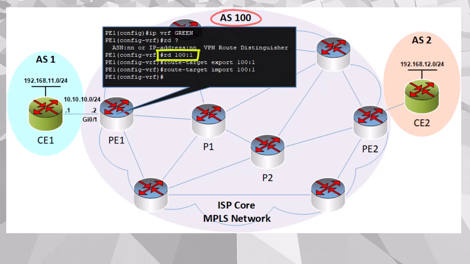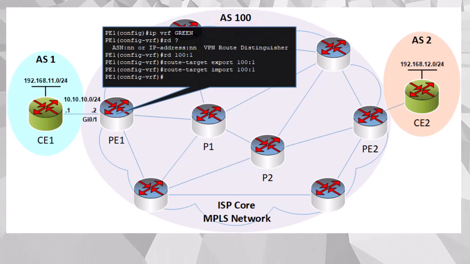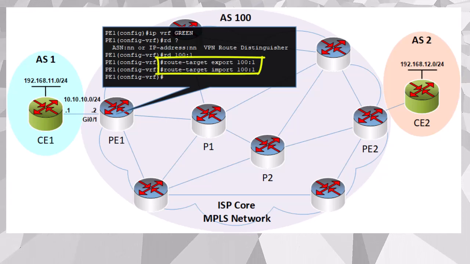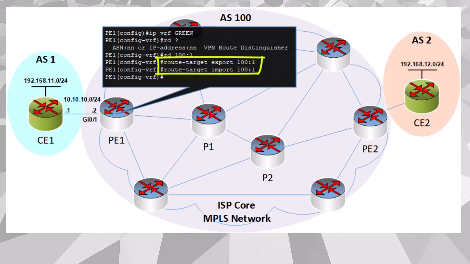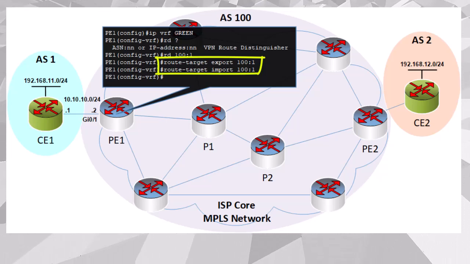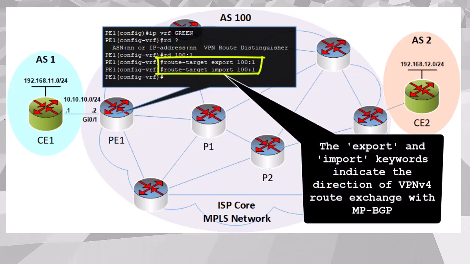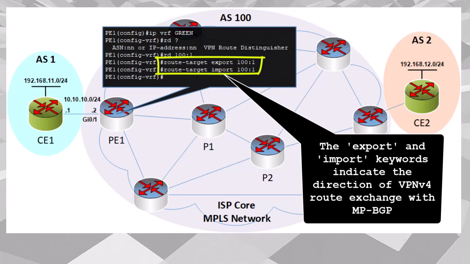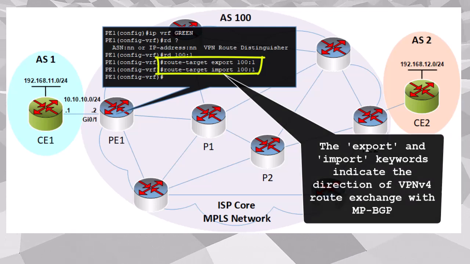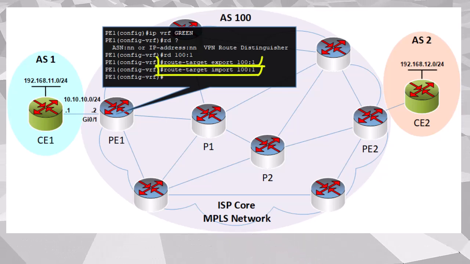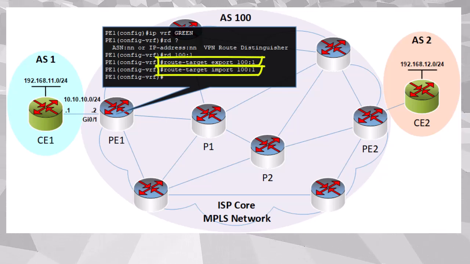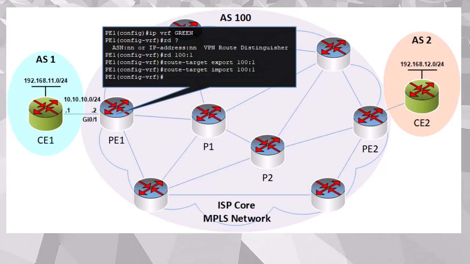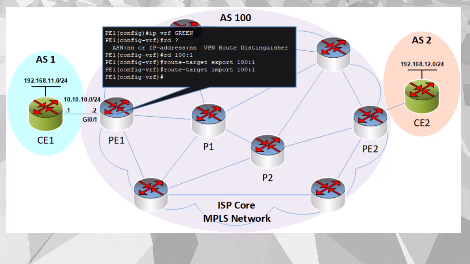Now at the same time, under the VRF configuration mode, we also configure our route target, and we configure it like so. Now this doesn't have to be the same value as the RD, but I'll keep it the same just for uniformity. Remember, the RT is used to import and export VPNv4 routes to and from MP-BGP. You can use different RTs for importing and exporting, but I will use the same for both. So now we have configured our VRF and our associated RTs and RDs.